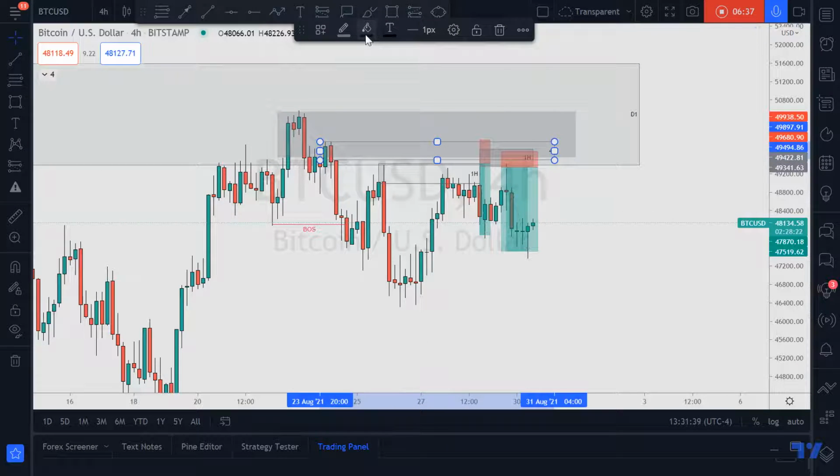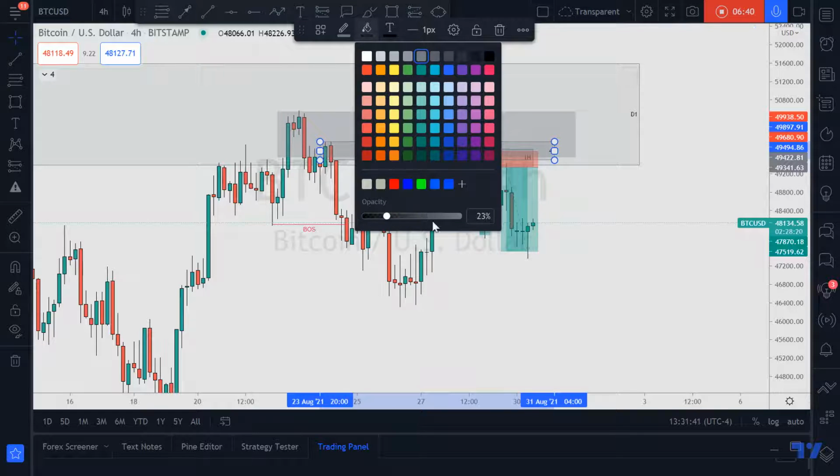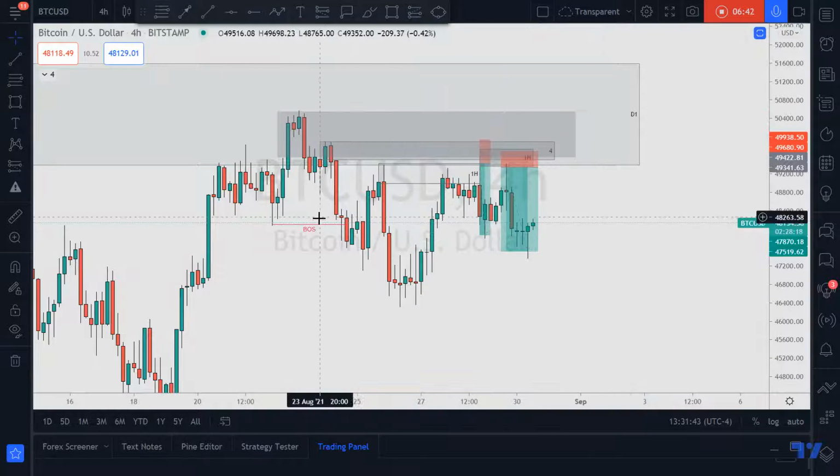All right, so I'm going to fill that in like so. That's a 1 hour order block. It's a variation on the bearish engulfer. There's two candles. But this is your IC candle. This is your institutional candle here.